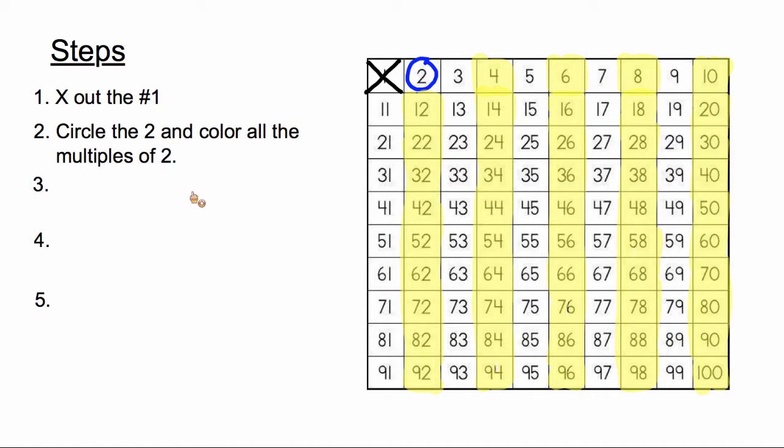Our next step says to circle 3 and color all the multiples of 3. Our next prime number is 3. The only way to get 3 is 1 times 3. Now to color all the multiples of 3, we're going to follow a pattern. We're going to count 1, 2, 3, already colored, 1, 2, 3, color it. So this is what I mean. 1, 2, 3, already colored. If you think about that, 3 times 2 is 6. So that's the first multiple of 3. 1, 2, 3, color it.